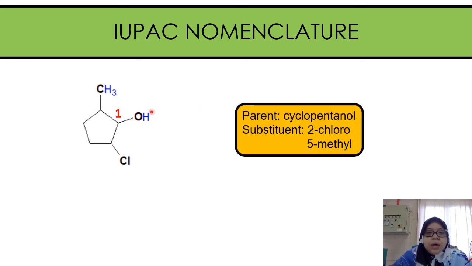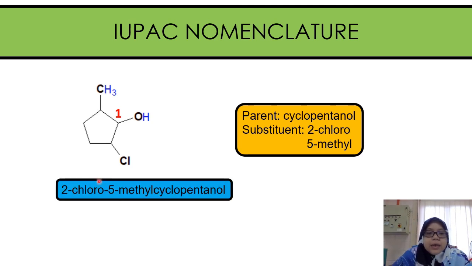No need to put the position of the hydroxyl group because the hydroxyl group is always at carbon 1 in a cyclic compound. So the parent is cyclopentanol, and then we have two substituents, which are 2-chloro and 5-methyl. So the name is 2-chloro-5-methylcyclopentanol.